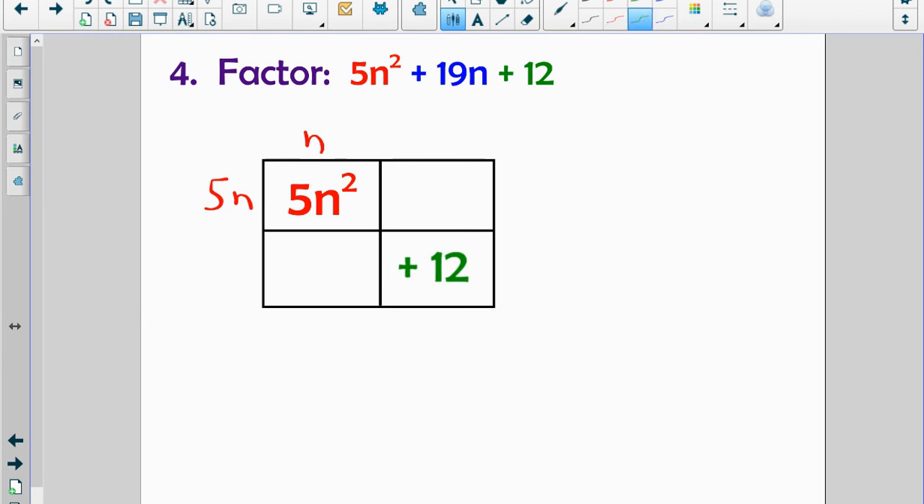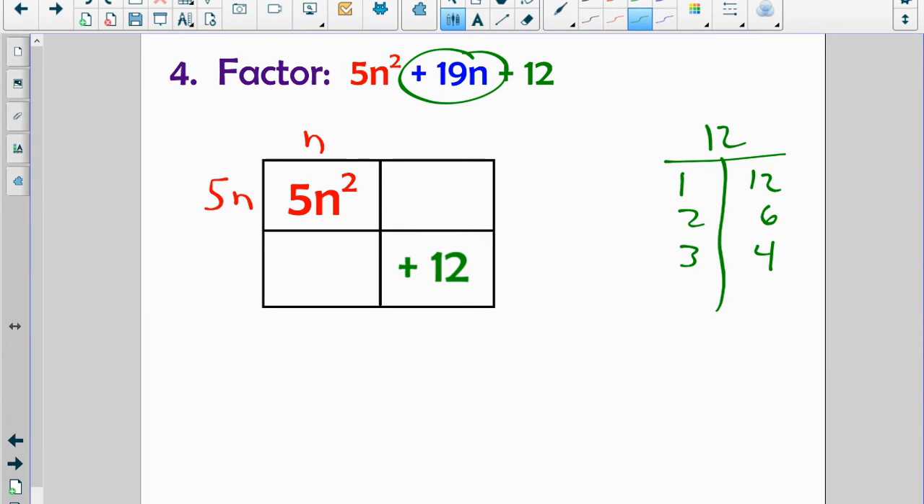To get the plus 12 in the last box, a couple different ways we can do that: 1 times 12, 2 times 6, 3 times 4, or it could be negative 1 and negative 12, negative 2 and negative 6. But if we really look, they have to add up to positive 19n. It's not going to be negative numbers. So I only need to try the positive combinations.